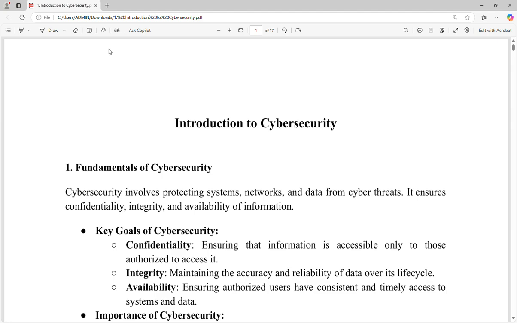Now let's move to the availability part. Availability is to ensure that authorized users have consistent and timely access to systems and data. Consistent, like anytime they need it, they can have access to it. They are the authorized users. Anytime they need this, they have access to it. There's nothing that prevents them from having access.